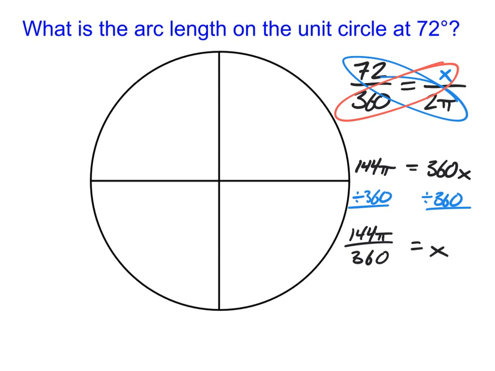And so we go ahead and we do reducing. And I'll actually notice that I can divide top and bottom here by 72. And so I end up getting 2 pi over 5. And so in this case, my arc length, which is measuring up to exactly 72 degrees, is 2 pi over 5 around the outside. And so I was able to do it with just a single equation.